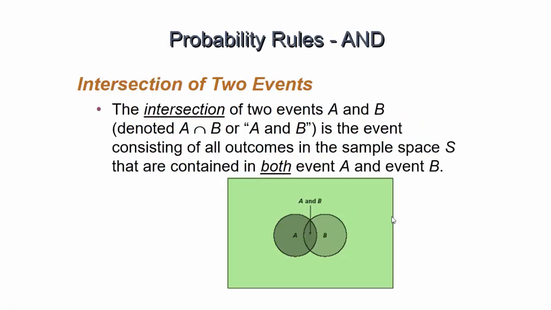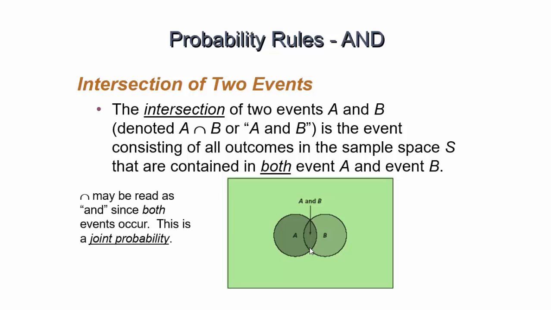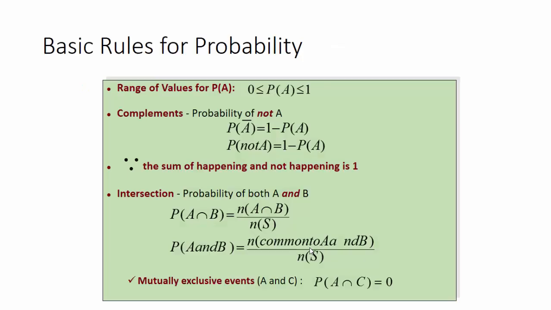Probability rule for AND represents the intersection of two events, identifying those events which are common to A and B, to be read as A and B. The Venn diagram represents the area that's common to A and B, which is represented by A intersection B. This also is called joint probability. So the basic rules for probability always lie between 0 and 1.